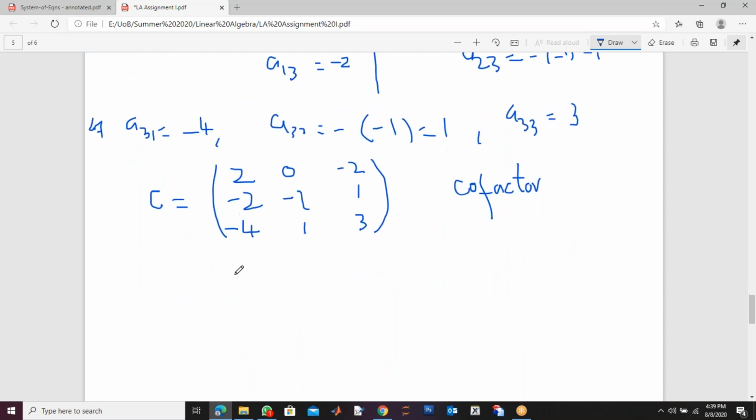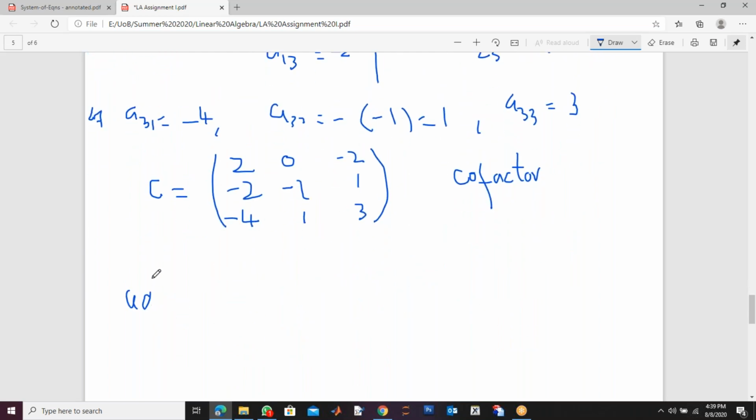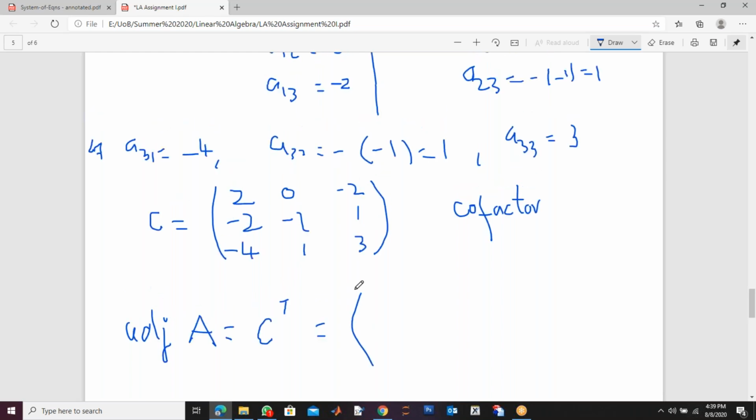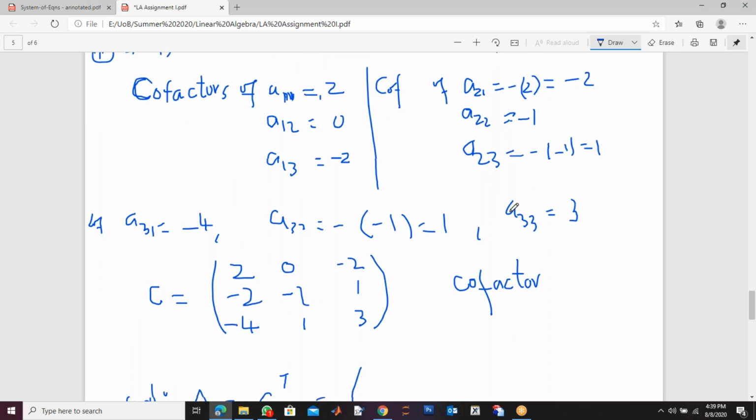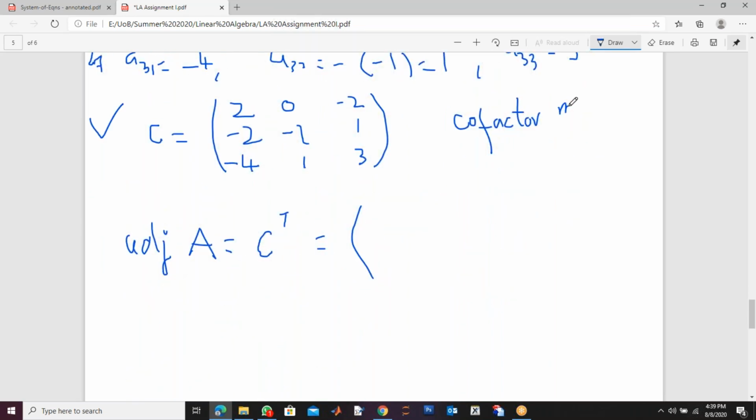Now what is your adjoint? Adjoint is the transpose of this cofactor matrix. Okay, you can write this adjoint directly as well. Like I wrote this as a row. So if you wrote this as a column, second column and third column, you will directly get the adjoint. So you can skip this step. But I wrote the cofactor matrix just to recall what the cofactor matrix was.